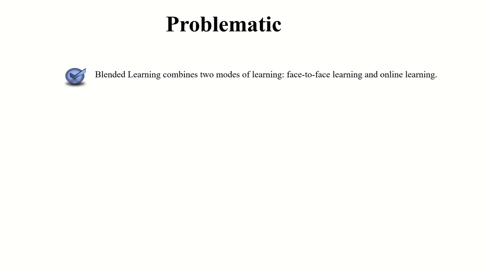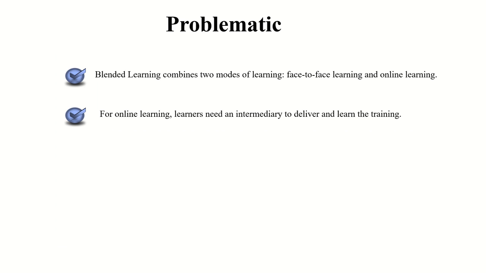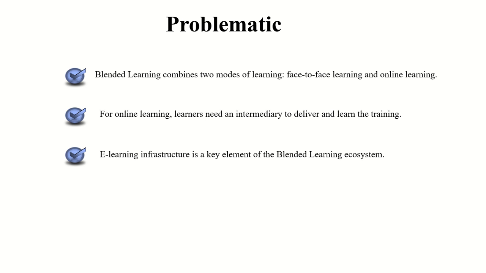In the blended learning ecosystem, learning activities and training take place in a traditional classroom, face-to-face learning, and online learning. For classroom courses, students can discuss and react directly with each other and with the teachers. For online courses, they need an intermediary to deliver and learn the training. Thus, learning activities require technological support, a blended learning culture, and a flexible e-learning infrastructure.